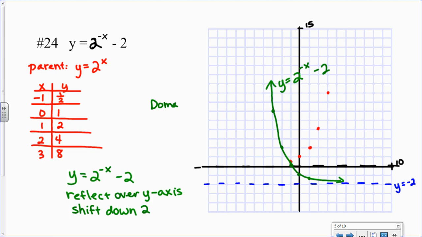My domain, it's all real numbers, so negative infinity to positive infinity. Okay, what about my range? Yep, negative 2 to positive infinity. Good. Questions about that?